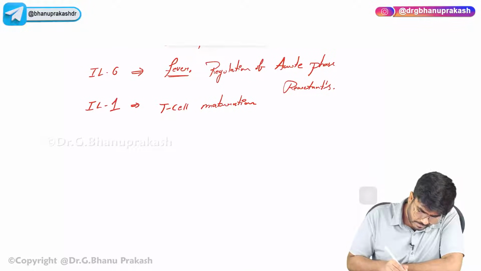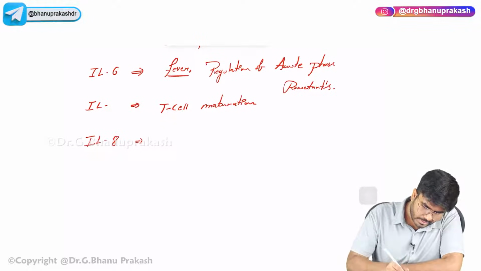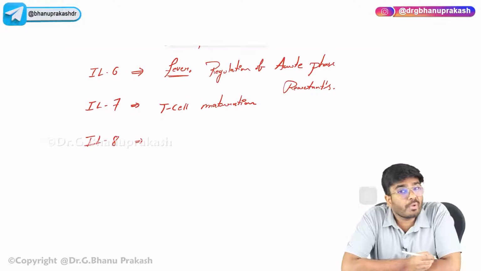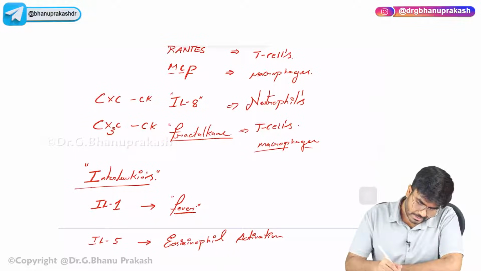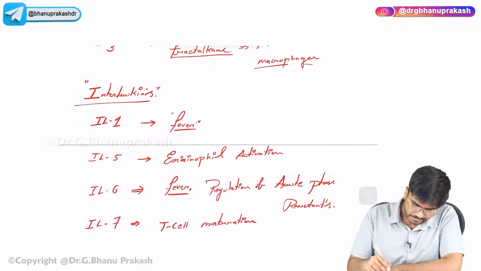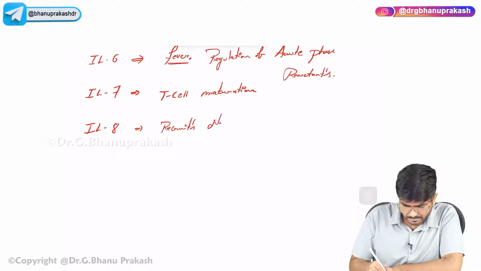Interleukin 8. Okay, interleukin 8. See, already we have discussed interleukin 8, where it's going to recruit the neutrophils. It recruits the neutrophils. Just now we have discussed. See, interleukin 8, it's a chemokine. What it will do? Recruits neutrophils.